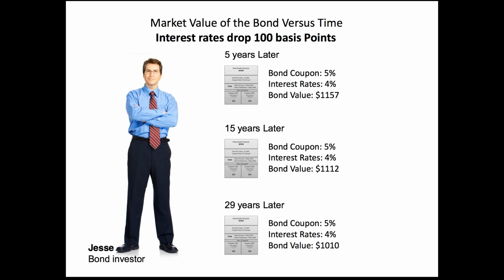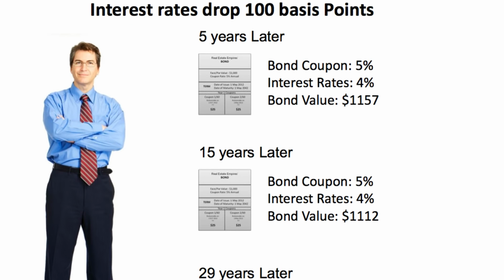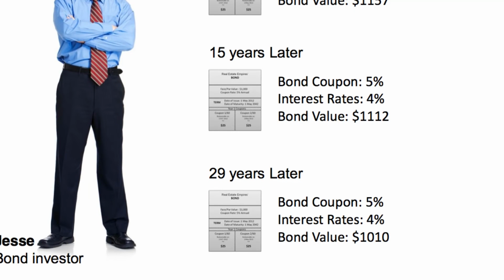So in the last scenario, we had the interest rates raised, but now we're going to look at Jesse holding the bond for 5 years, and then he's looking to sell it. His bond's coupon rate when he bought it was 5%, but interest rates are lower right now at 4%, and his bond value is $1,157. Okay, let's look at the 15-year one. Same coupon, interest rates are down 1%, but his bond value is now only $1,112, which is lower. And then as you look at the 29-year one, it's really close to the bond's maturity, so the bond value is going to be really close to the par value, which is almost $1,000, $1,010.